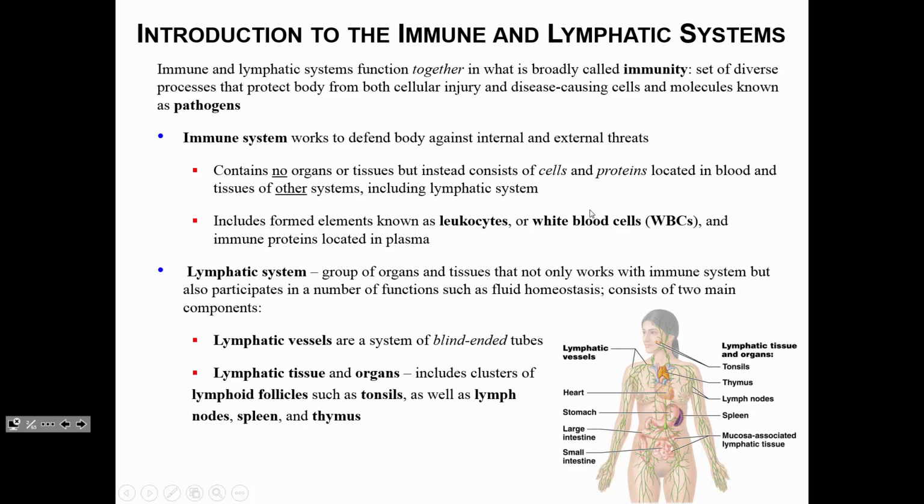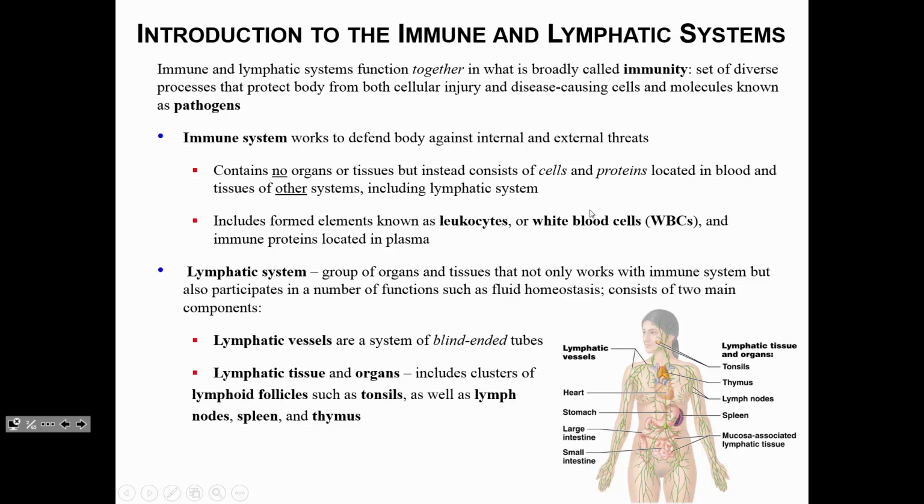But anyhow, they do function together, and they function together to provide immunity to the body. Now, immunity is pretty broad, and it's a set of many different processes that protect our body from injury. They also protect our body from pathogens, which are cells that cause disease. So the immune system works for the body against internal and external threats. Like I said earlier, there are no organs or tissues, but they're cells and proteins.